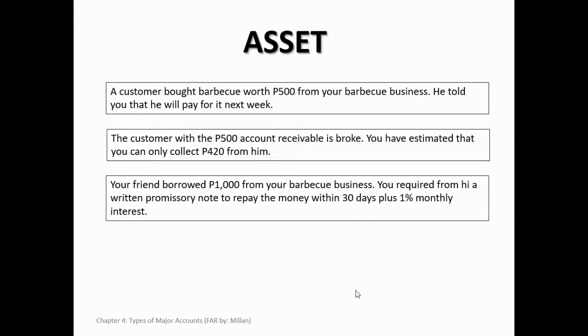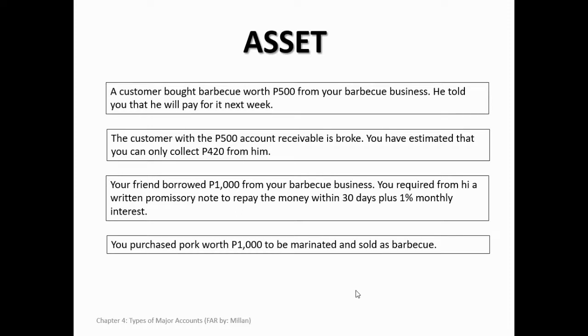Next, your friend borrowed 1,000 from your barbecue business. You required from him a written promissory note to repay the money within 30 days plus 1% monthly interest. The 1,000 pesos collectible from your friend is recorded as notes receivable kasi meron siyang written promissory note. Next is this one. So you purchase pork worth 1,000 to be marinated and sold as barbecue. So ito, syempre, dahil ibebenta mo siya, this is recorded as inventory.